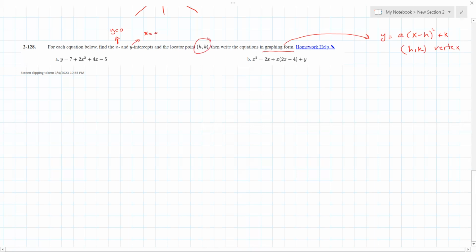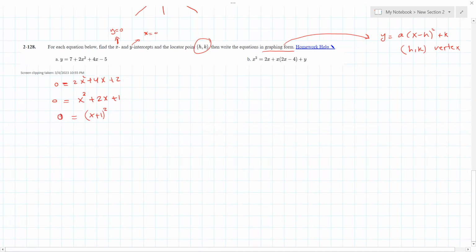So let's first start with replacing y with 0. When we replace y with 0, here we can combine these numbers. We have 2x squared plus 4x plus 2. And now we can divide both sides by 2. So this is x squared plus 2x plus 1 is equal to 0. And now this can be factored. This is a perfect square, so we can do (x plus 1) times (x plus 1). So (x plus 1) squared equal to 0.